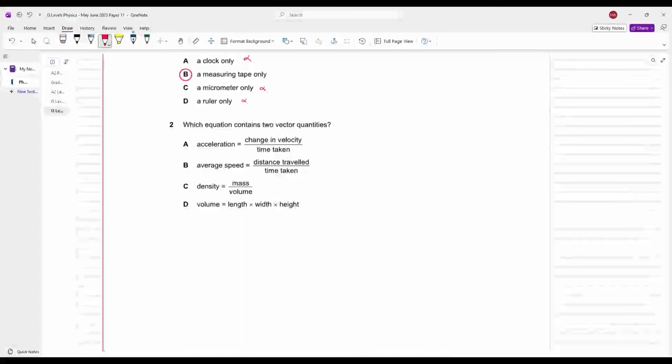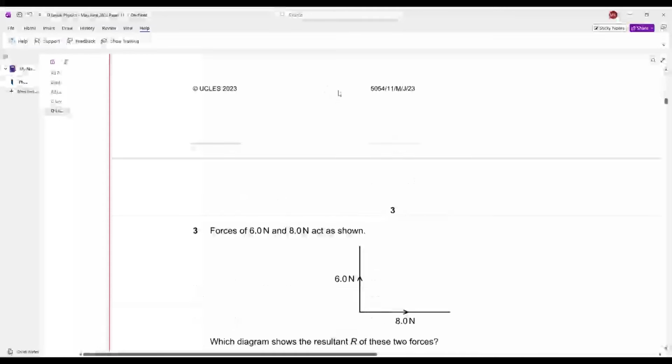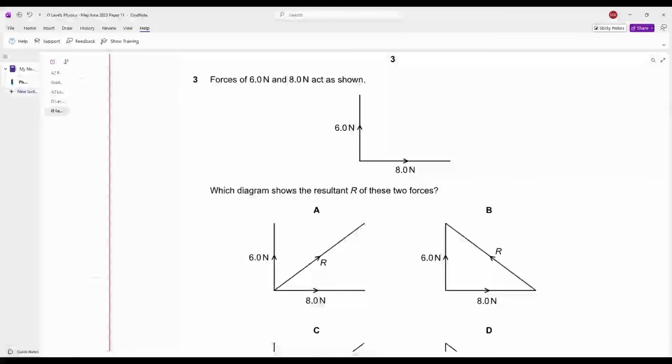Which equation contains two vector quantities? अच्छा जी, किस equation में दो vector quantities हैं? Let's see कि किस equation में आपके पास दो vector quantities हैं. Perfect. Acceleration is equal to change in velocity over time. Acceleration is a vector quantity. Velocity is a vector quantity. A is your answer. This equation A contains two vector quantities. Let's further move ahead. Question 3 पे आ जाओ.